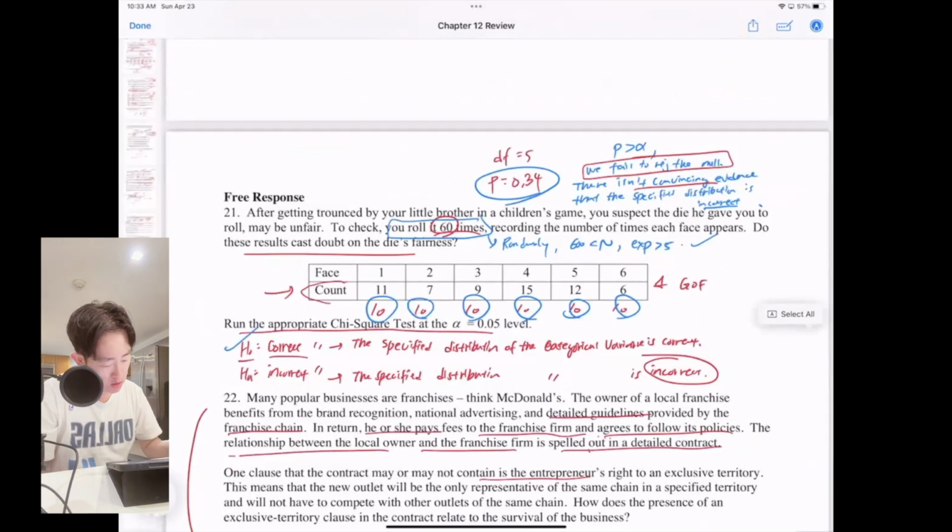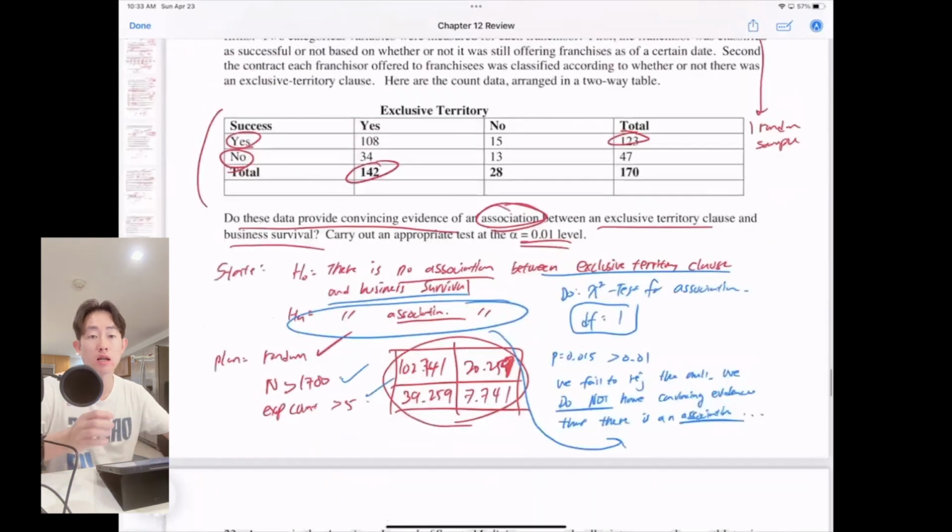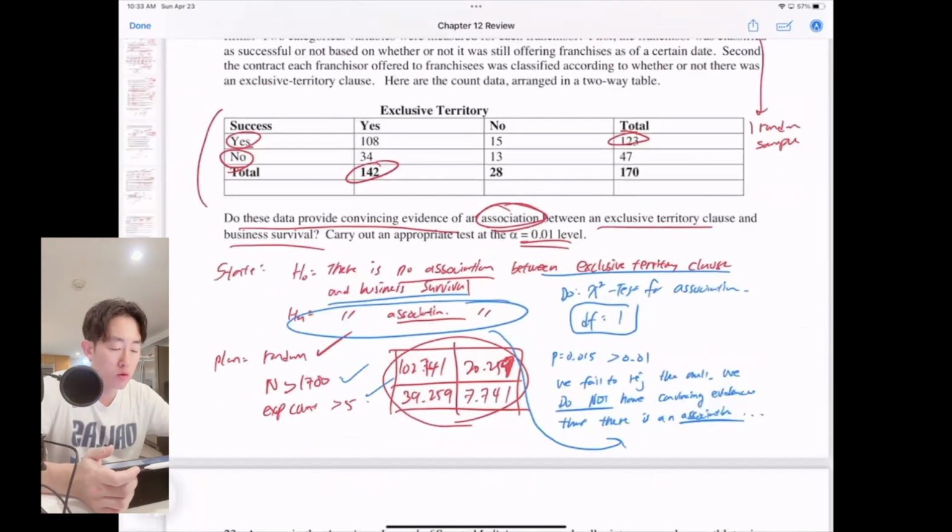So these are the free response questions, and I hope that this video helps you understand it. Remember, the biggest thing I would say is stating your null and the alternative hypothesis, because sometimes it's very confusing. There are 3. Make sure you know goodness of fit, homogeneity, as well as independence.